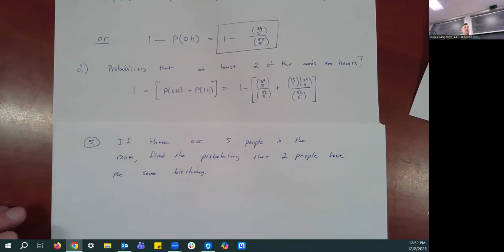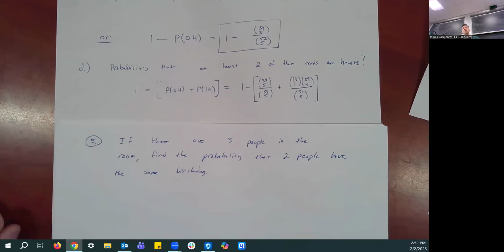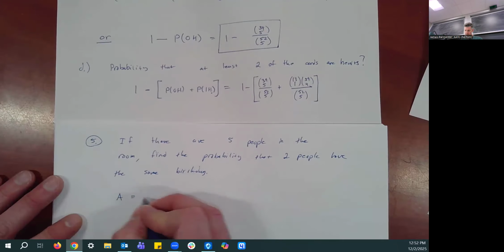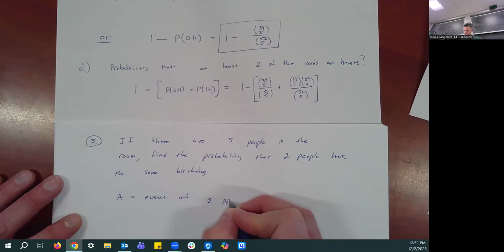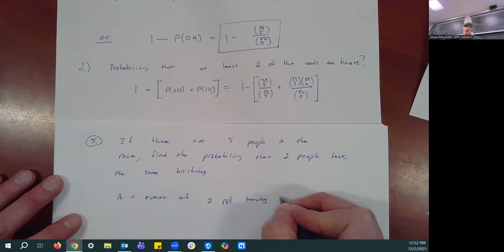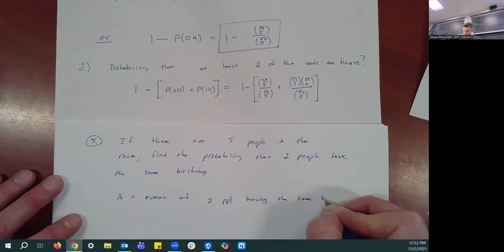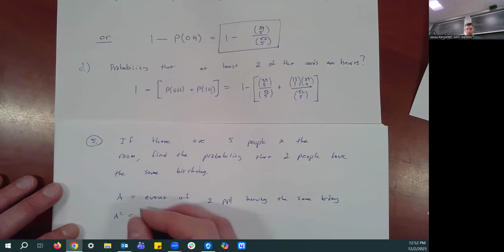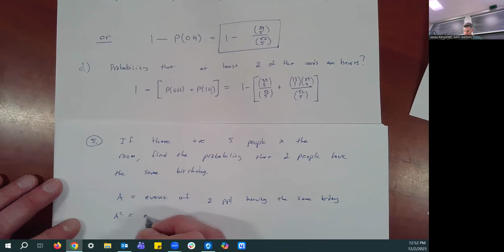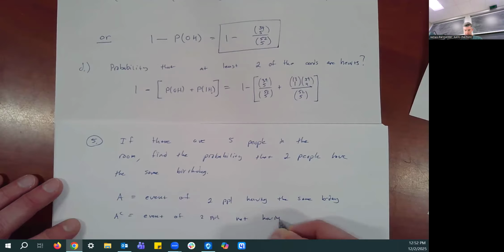So this is another example of it being much easier to count up what we don't want versus what we do want. So let's write it this way. Let's say that A is the event of 2 people having the same birthday, and the complement is the event of 2 people not having the same birthday.